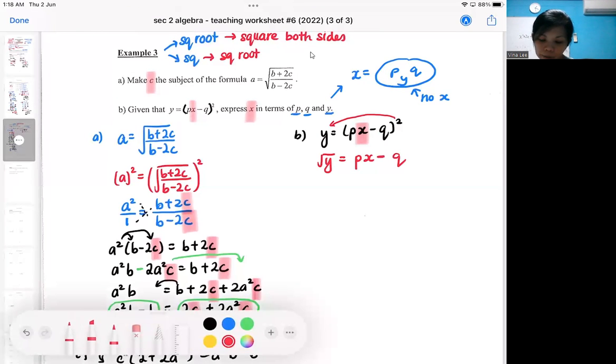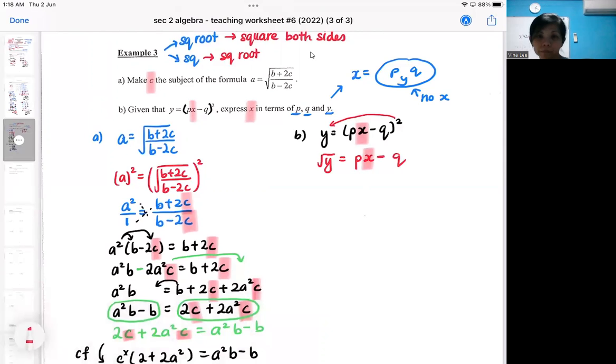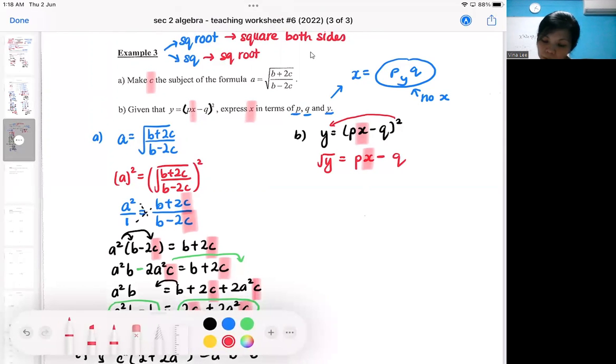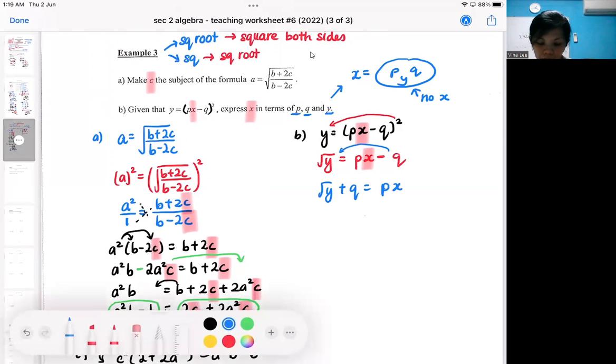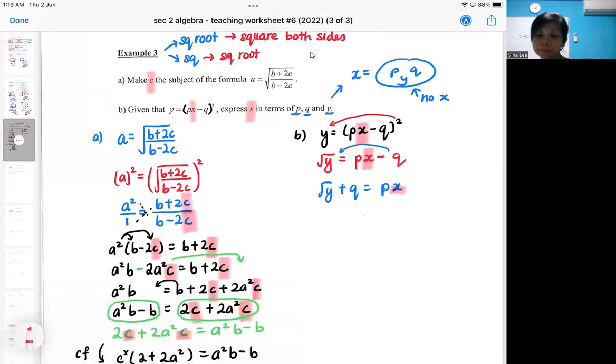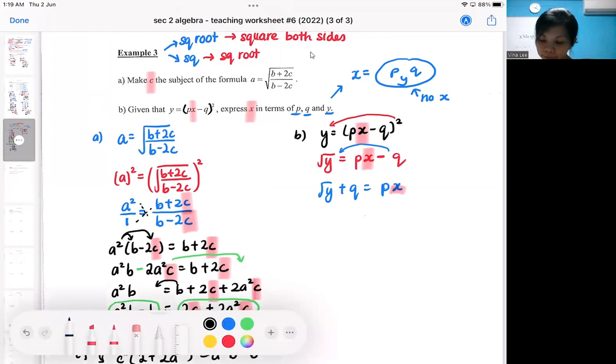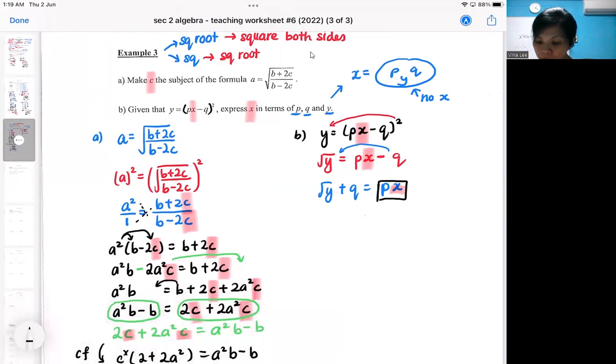Again, where is your subject? Your subject is here. You can slowly bring things over first. Then you realize that your subject is on the right side, so you can do a direct flip over. I always do that. PX is on the right side, I just flip over to the left. Switch your position.